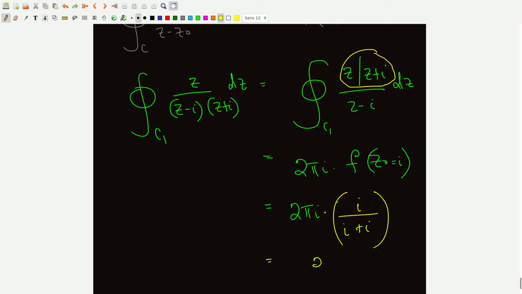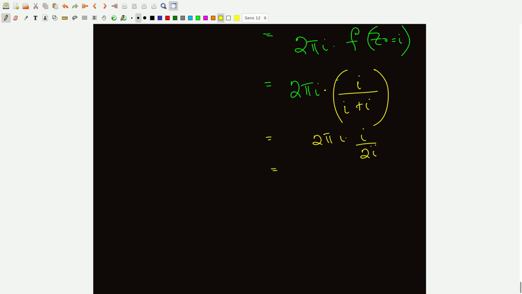So what we have next is 2 pi I times I over 2I, and what does this become? The 2 and the 2 cancel, then 1I and 1I cancel, and this becomes I pi as our solution.